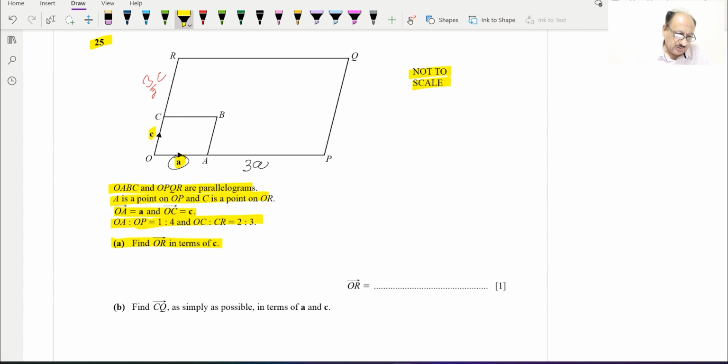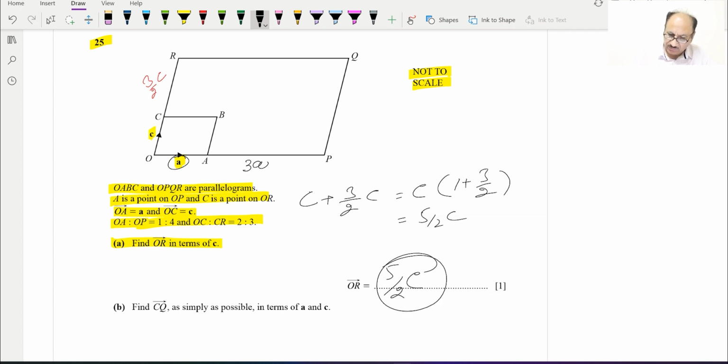OR in terms of C, basically it will be C plus 3/2C. So we can write C plus 3/2C. This will be equal to C. We can take common, so 1 plus 3/2, and 1 plus 3/2 will be 5/2. So we can write 5/2C, and 5/2C will be our final answer for this 1 mark.